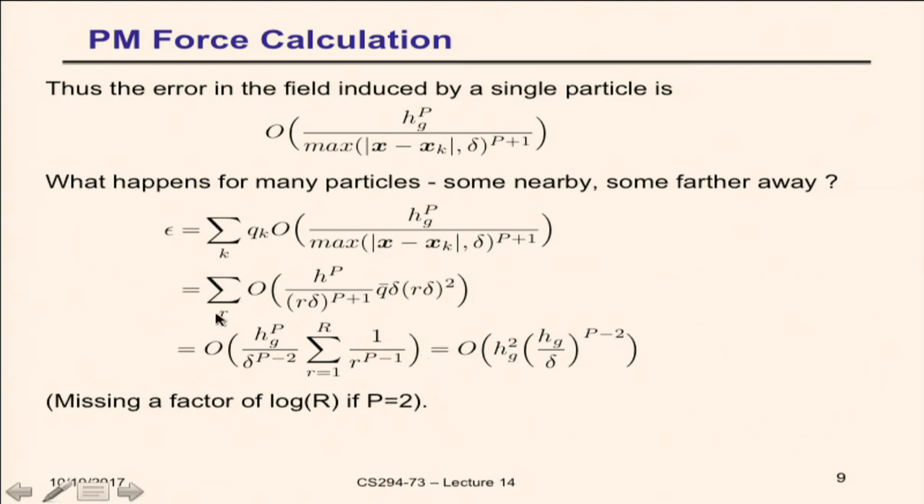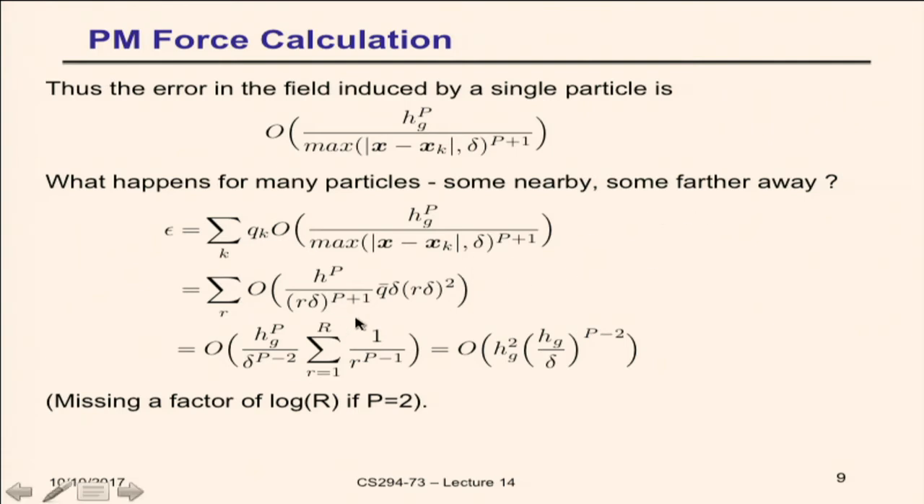So now we go down to here and we do a little bit of algebra, and at the end we get h_g to the p divided by delta to the p minus 2, and then a sum from r equal 1 to capital R of 1 over r to the p minus 1. Well, so you get an error estimate that depends on p, the order of accuracy, but in kind of a funny way. First of all, if p is equal to 2, then I don't get a uniform bound on this. It looks like log R, and that means I have to go back and do my analysis a little differently, because then I have to say, well, what's q bar really as R gets large?